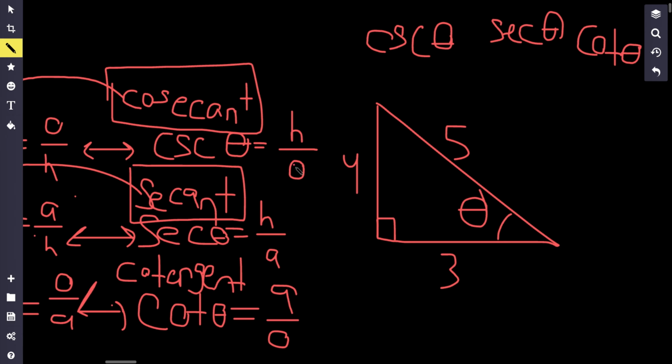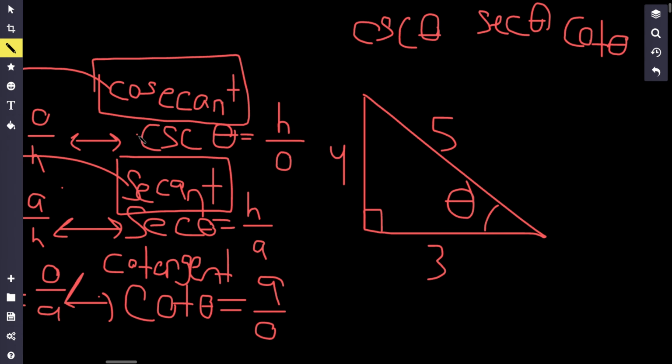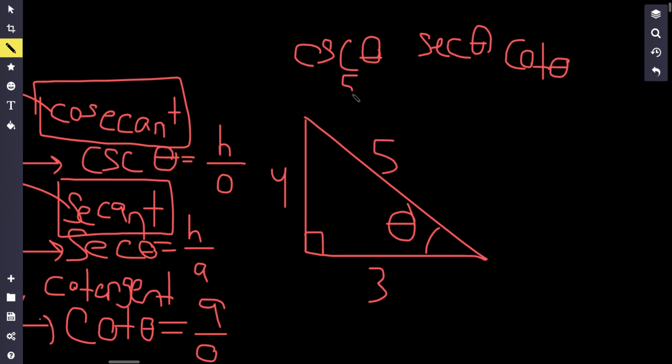Secant is hypotenuse over the opposite side. I mean, cosecant is hypotenuse over opposite side. So cosecant of theta is 5 over 4, right? Because this is the opposite side.